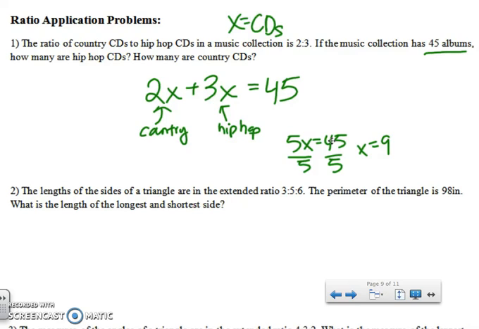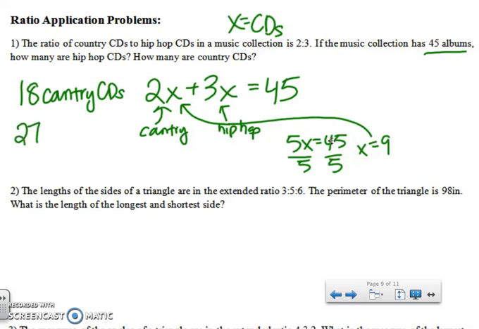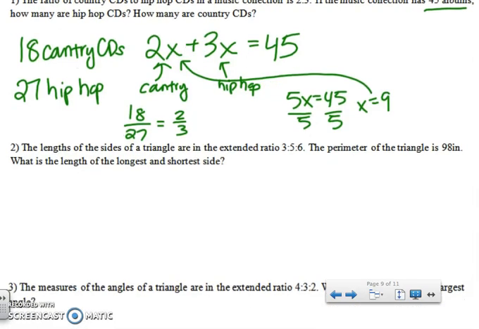But we're not done. It wants to know how many hip hop CDs and how many country CDs. So if I plug 9 back in, I would have 18 country CDs. And then if I plug 9 back into 3, 9 times 3 is 27, so I'd have 27 hip hop. Now you could double check your answer and do 18 over 27, reduce that fraction by dividing by 9, and you should get 2/3, which matches our ratio up there. All right, I'm going to do number 2, and then I'm going to leave you free to do number 3 and 4 on your own.